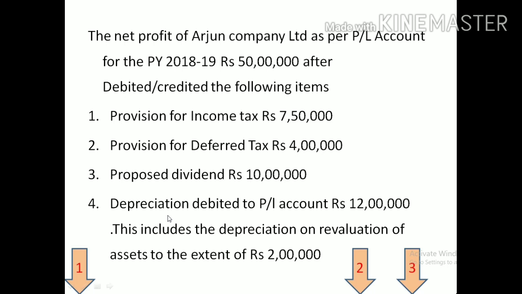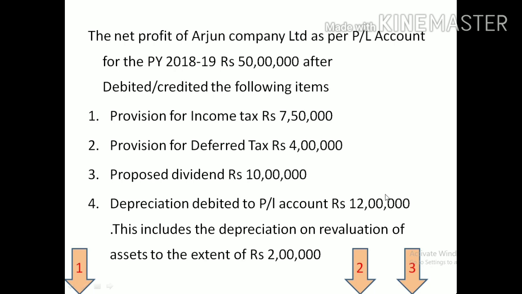Please observe this adjustment: depreciation debited to profit and loss account is 12 lakh. Already recorded depreciation of 12 lakh includes depreciation on revaluation, that is rupees 2 lakh. In this problem they stated directly that this 12 lakh includes depreciation on revaluation. So when we are adding the depreciation to the net profit under MAT provision, we require it including revaluation. The 2 lakh is already included.